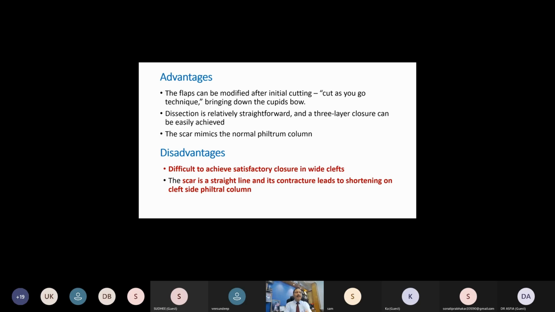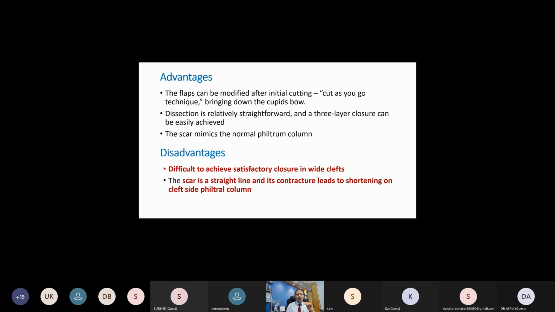The advantages are that the flap can be modified after the initial cutting, so Millard's cut-as-you-go principle. The dissection is relatively straightforward and a 3-layer closure can be easily achieved. The scar mimics the normal philtral column. But the disadvantages are that it is difficult to achieve a satisfactory closure in a wide cleft. And the scar is a straight line and it contracts, leading to shortening of the cleft side of the philtrum.